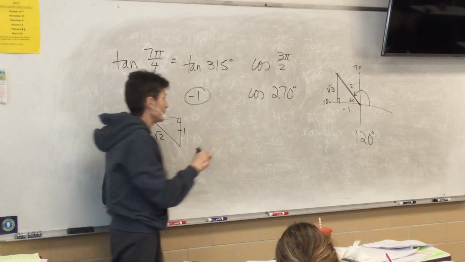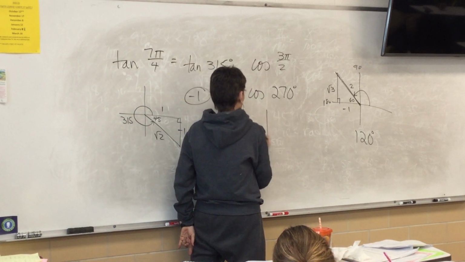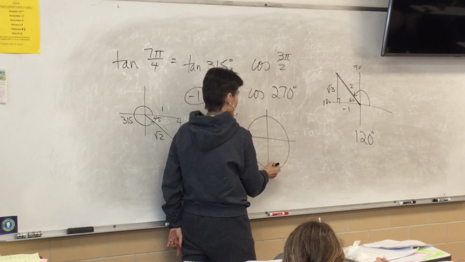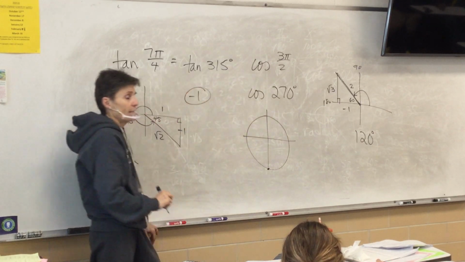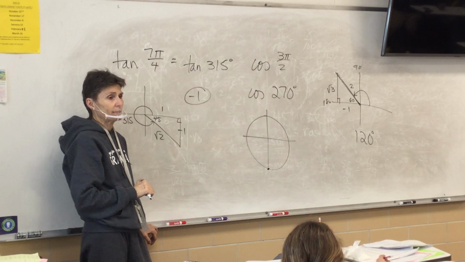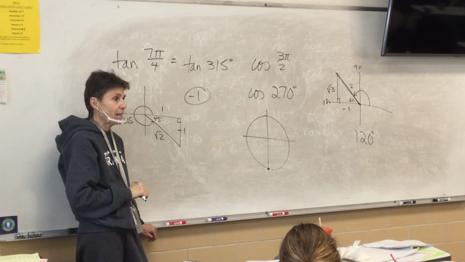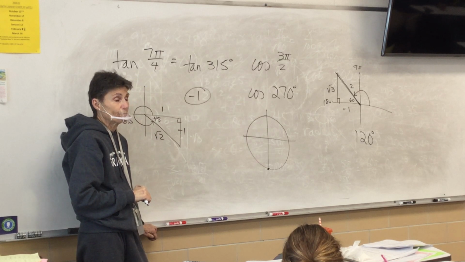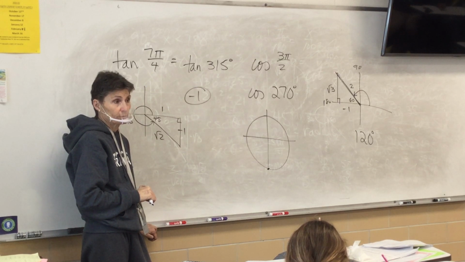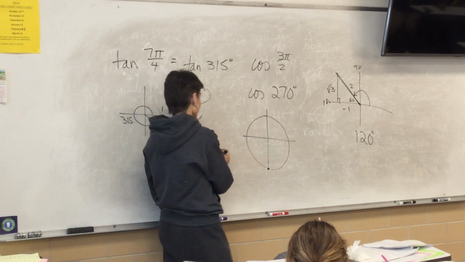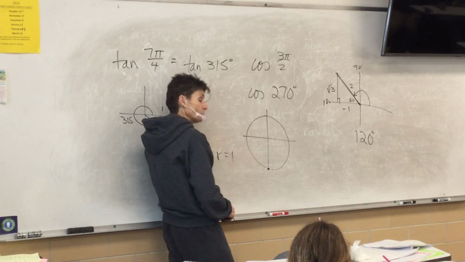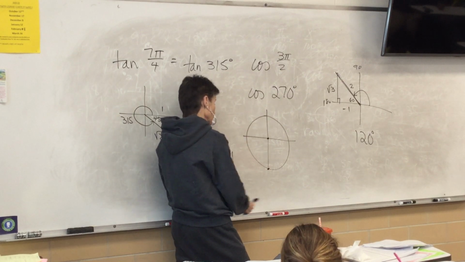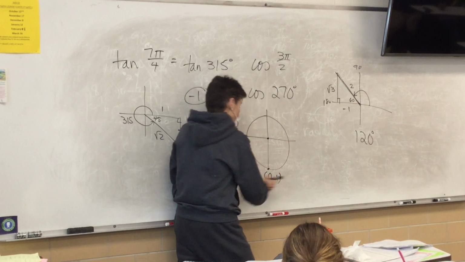Wait a minute, something weird is happening. Yeah, we need the circle for this one, because isn't this 270? And when your angle is on the line, on an axis, you need to use the circle. And the radius is 1, always. So if I start at the origin and go straight down 1, this is the point 0, negative 1.